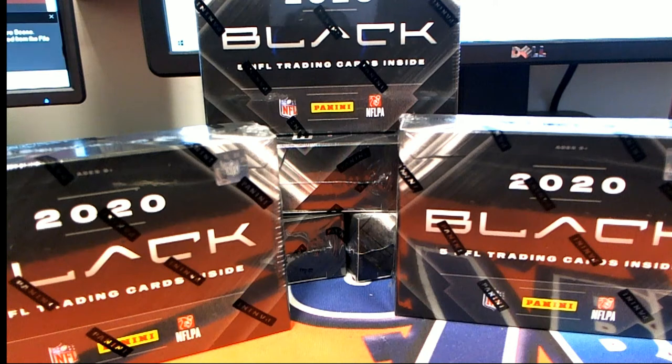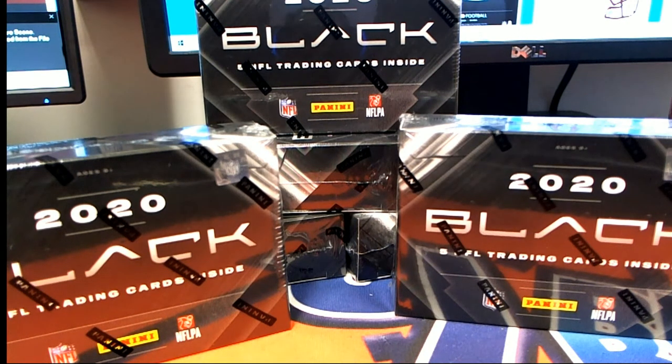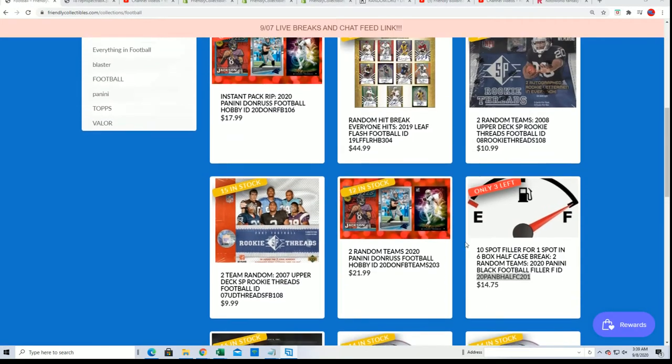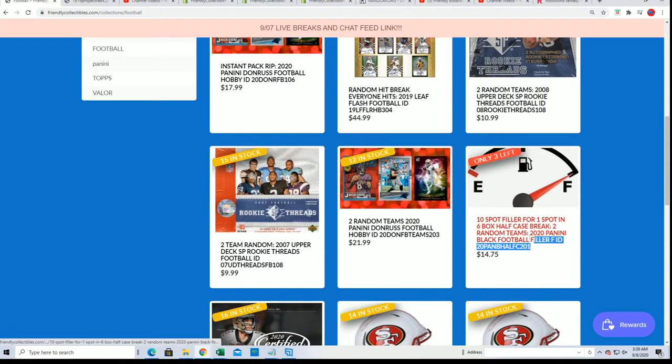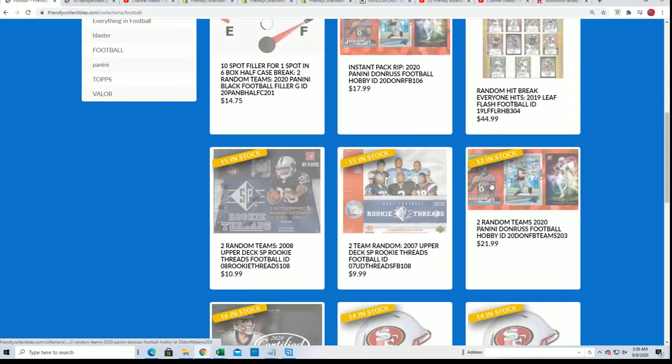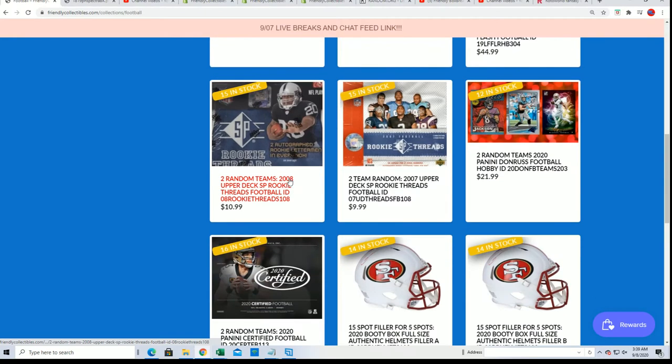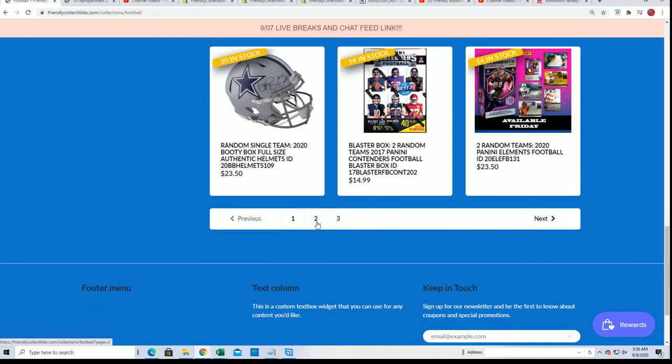We're really looking forward to the half case of Black Football. It's six boxes, going to be 18 hits coming out in this. And right now we're going to run the filler F, which is actually sold out and gone. I've taken down that site from the site. There's a filler G available, so you'll be able to check out what happens in the next filler if you get into filler G. Right now this is F.